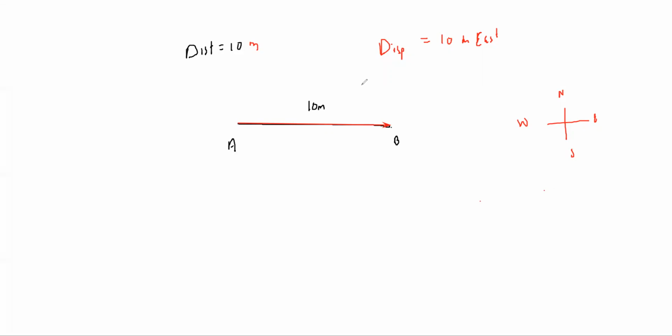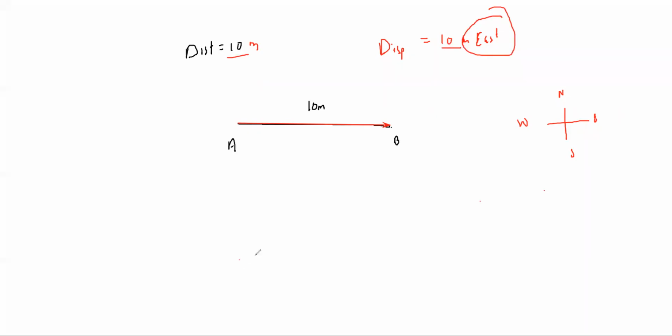So sometimes the distance and displacement values are the same, but scientifically, for distance we don't specify a direction and for displacement we specify a direction.